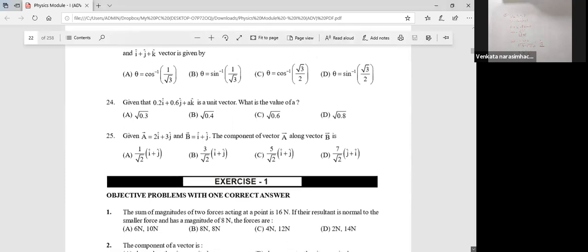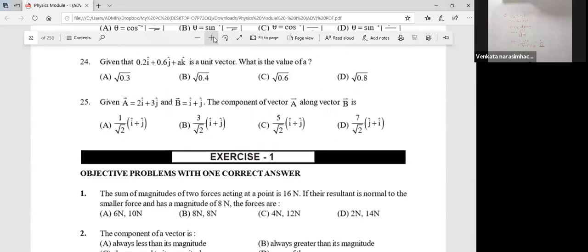25th problem. I taught you how to find the component of A along B. But how do you show that indirectly? How do you put it in terms of i cap, j cap, k cap? Think carefully and solve. Don't shout the answers. I'll explain that, but please attempt once. So which one to attempt? 25.